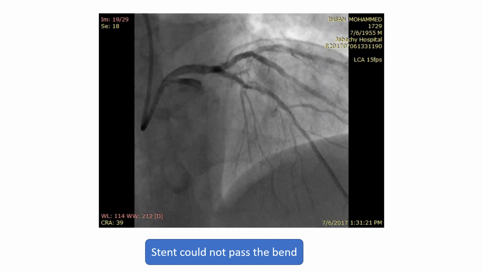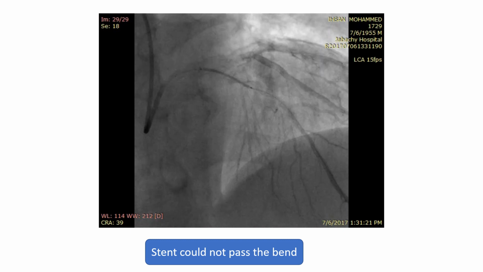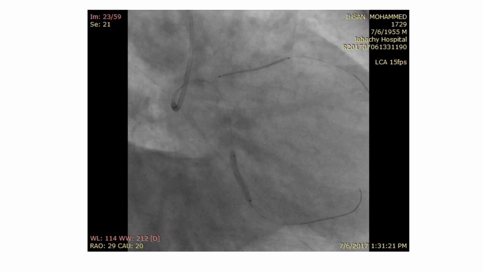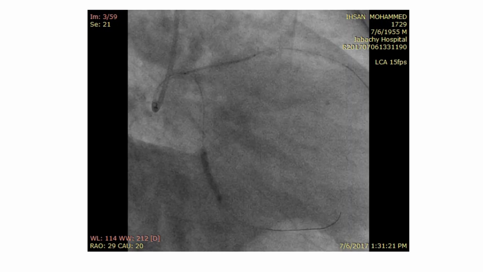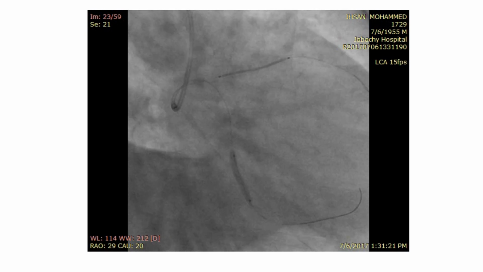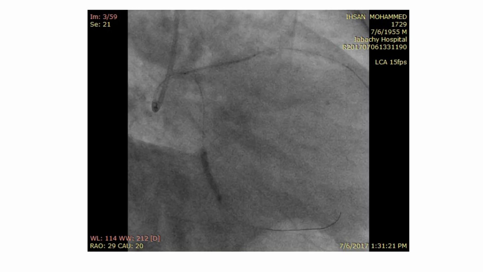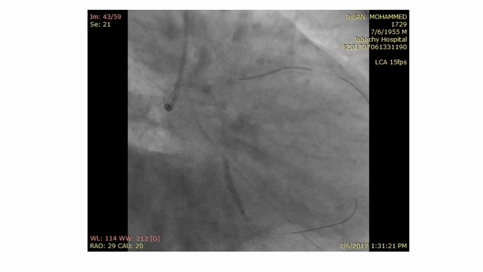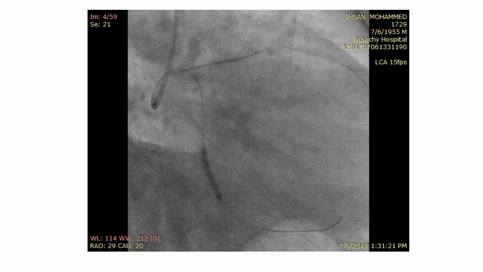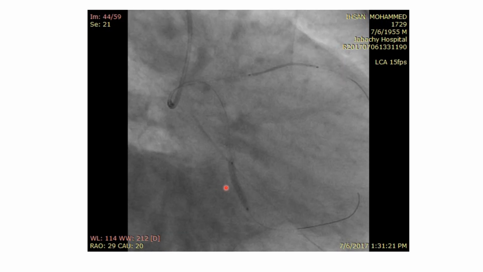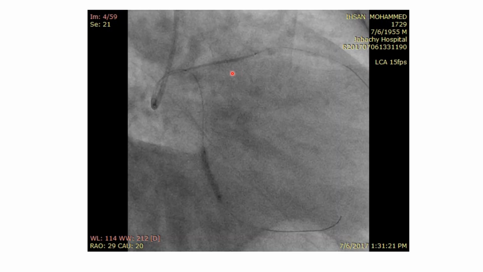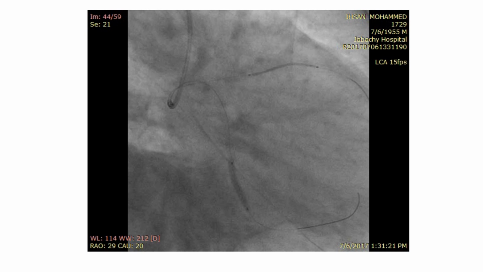Again, stent could not be delivered. It stopped at the bend. A buddy wire was not useful. Again, in this case, we took advantage of the stent being present in the circumflex. So this stent was implanted only 10 days ago. We used the same equipment for pre-dilatation of the LAD to do the anchoring. And here you can see the balloon is anchored to the stent in the circumflex, and it provided a good support, and the stent could be delivered to the LAD.